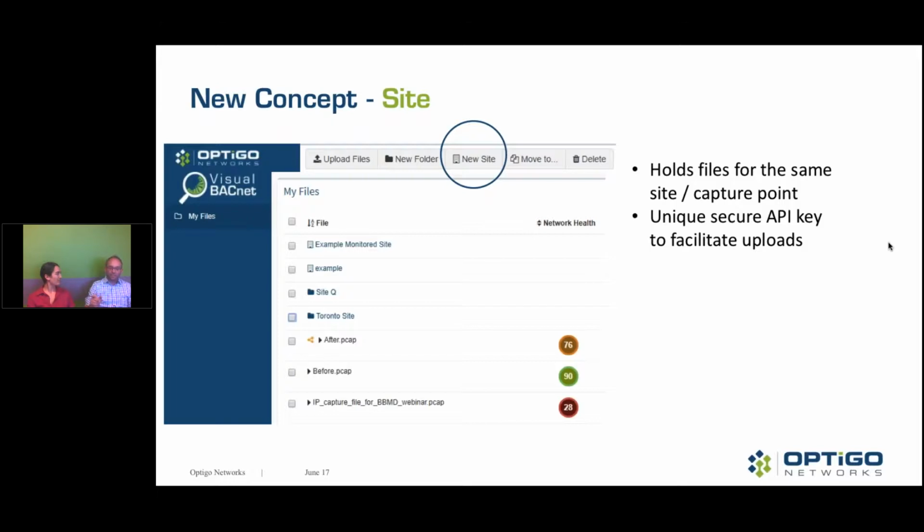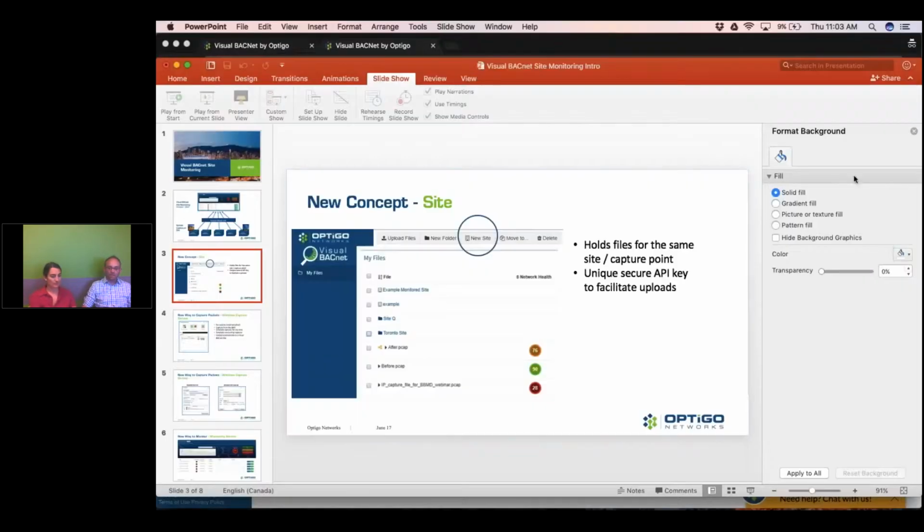What this site is useful for is linking the capture tool that you install onto the site to your account in the cloud. Every site has a unique API key, and you pop it into the capture tool, as we'll show you in a minute, and it'll link it to your site and securely upload captures to Visual BACnet.